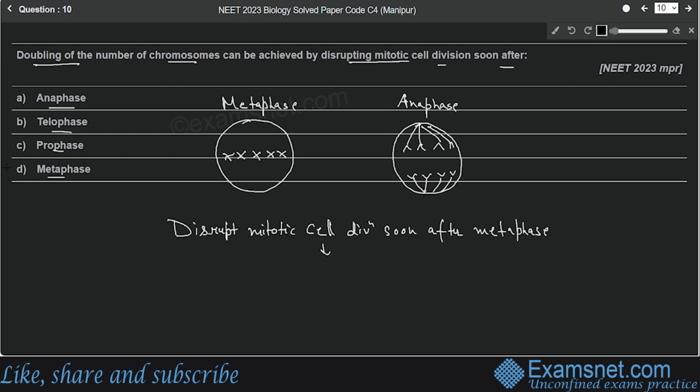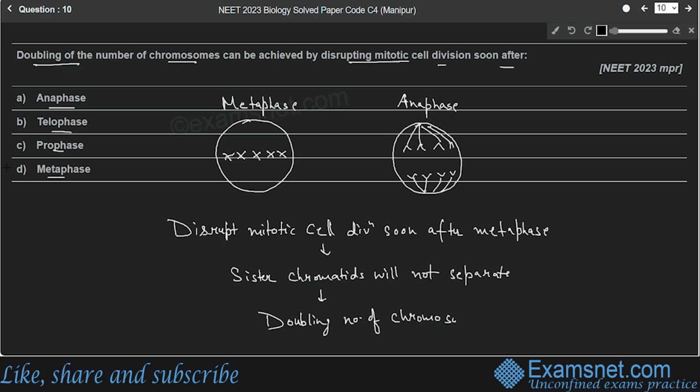Okay, then what will happen? The sister chromatids will not separate because anaphase will not take place. Okay, and if sister chromatids will not separate, then it will lead to the doubling of the number of chromosomes. So we have seen that the doubling of the number of chromosomes can be achieved by disrupting mitotic cell division soon after the metaphase. Okay, so option D will be the correct answer.